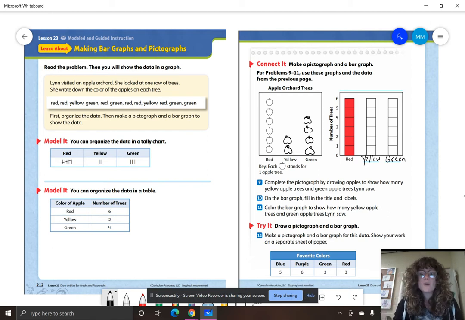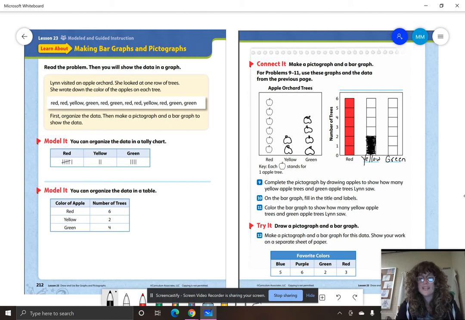All right, so with this bar graph, we are going to fill in the tiles. All right, so our bar lines up with the red for 6. That is accurate. For yellow, we have 2. So how many bars am I going to shade in, Smarties? 2. 1, 2. And my bar lines up with that 2.